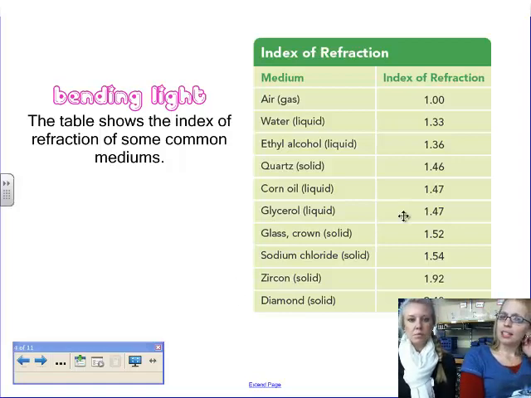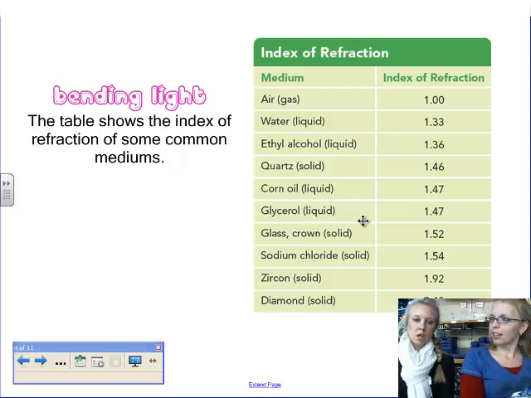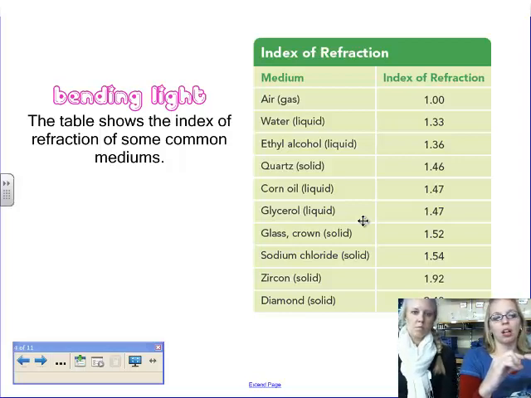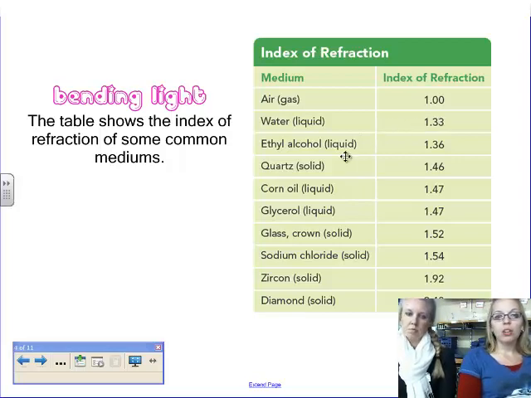And look at this. These are two numbers that are exactly the same. Corn oil and glycerol. Glycerol is a type of alcohol? Like sugar? Bubbles can be made out of glycerol. So if we put corn oil on top of glycerol, and I don't know which one's more dense, but if light was to travel between the two materials, it's not going to bend at all. But if we put corn oil on top of water, then you're going to see light bending.